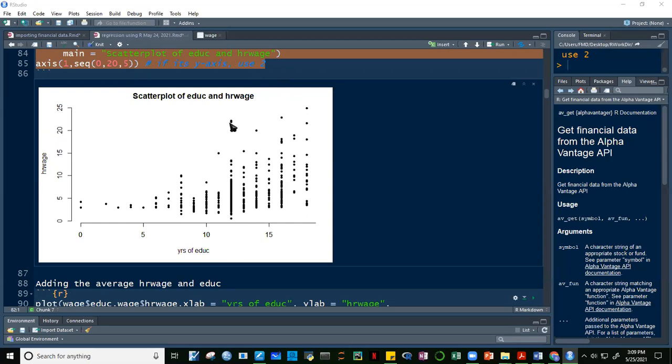Malaki yung range, no? So for a person dito sa baba medyo mukhang walang relationship, no? Kasi hindi mo na determine dito regardless of the years of education, mukhang pare-pareho lang na mababa yung wage, no? Dito medyo nagkaroon na, no? Habang tumataas yung education, mukhang tumataas naman yung hourly wage. So you find here a positive relationship, albeit it's quite weak. It's a weak positive relationship.